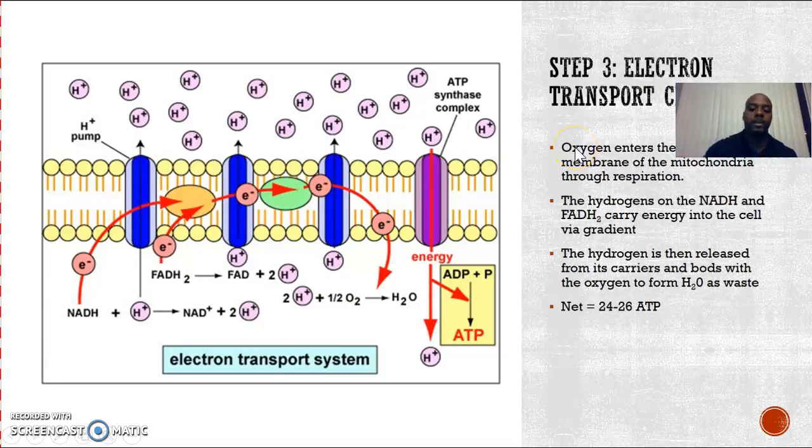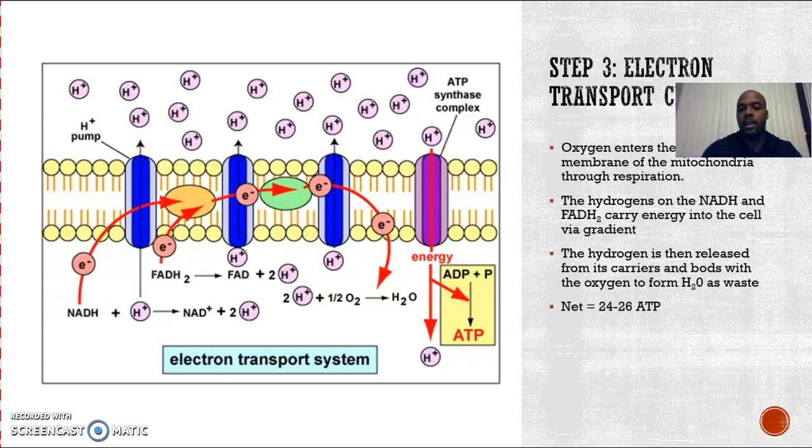Step 3, as I mentioned, the NADH and FADH are sent to the electron transport chain. And so this is what that looks like in greater detail or greater depth. So you see the NADH coming in here and FADH2 coming in here. There's a lot of hydrogen ions out here. And so oxygen enters into the membrane of the mitochondria through respiration.